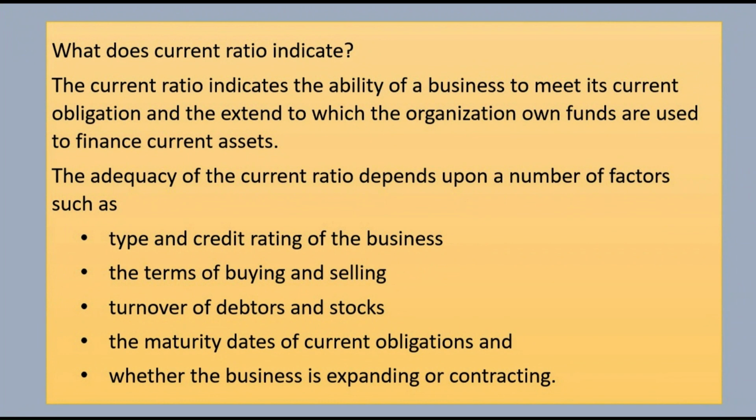What does the current ratio indicate? The current ratio indicates the ability of a business to meet its current obligations and the extent to which the organization's owned funds are used to finance current assets.